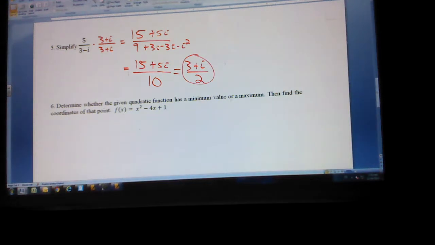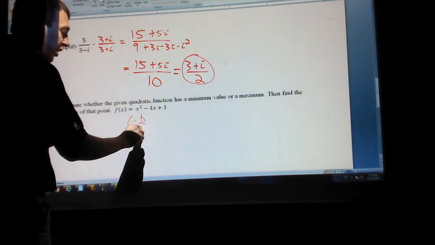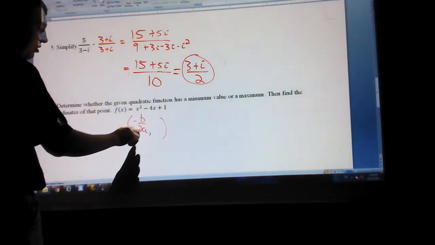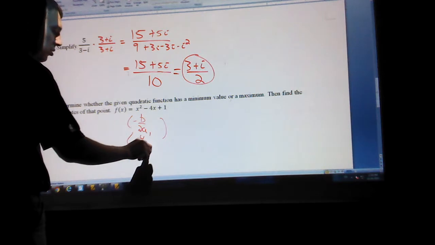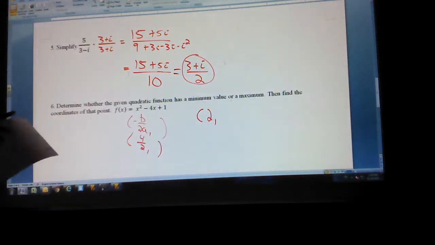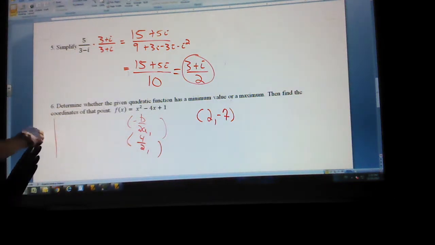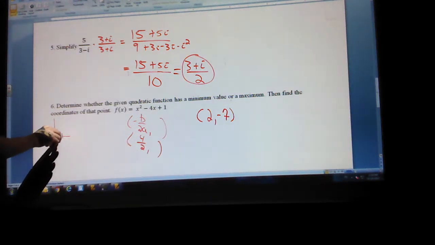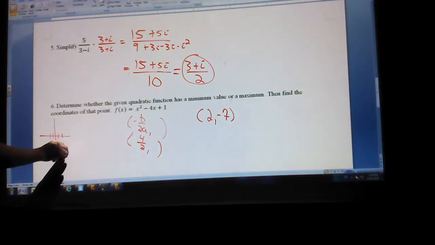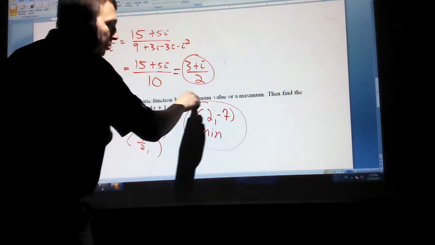Number 6, where is the minimum or maximum? It's a parabola. Negative b over 2a. It helps us find the vertex. So that's going to be 4 over 2 or 2. If you plug in, I believe, you get negative 7. And if I wanted to make a quick sketch of this, (2, negative 7) is down here, and it goes up. So that means, since it goes up, it's a minimum. So we want to make sure we say, hey, this vertex is a minimum.